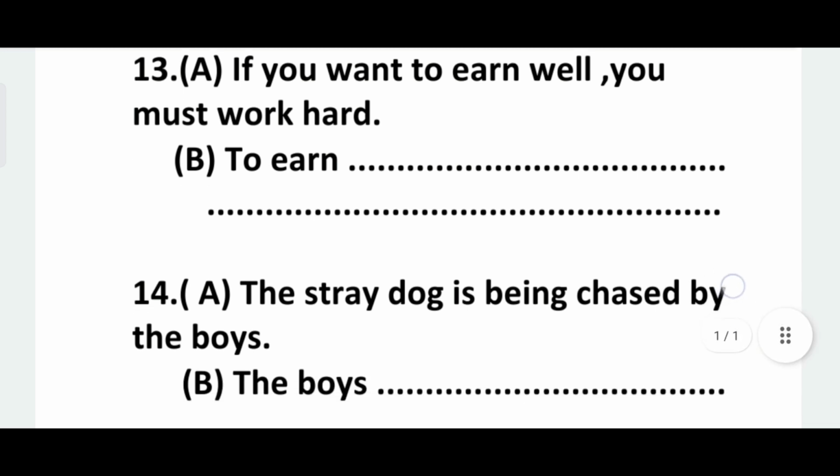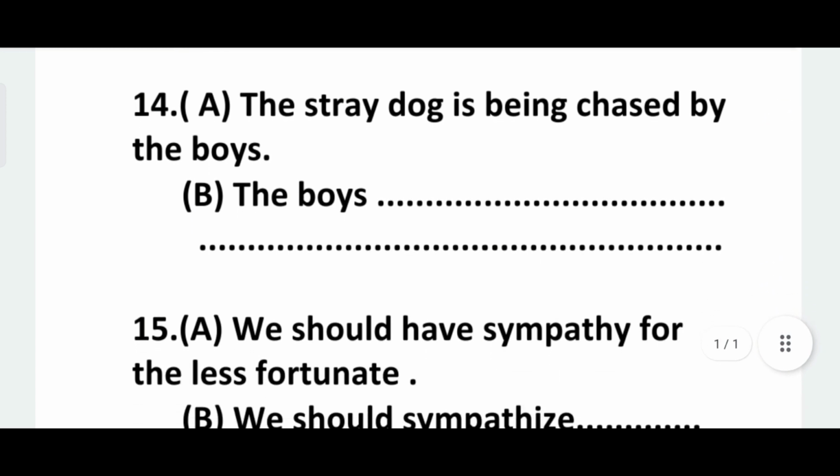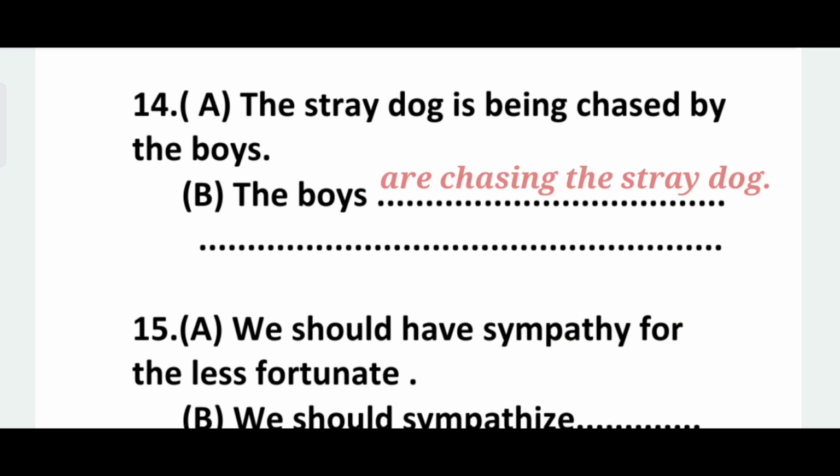Next, 14. The stray dog is being chased by the boys. Again, passive voice. You will have to write the sentence in active voice. The boys are chasing the stray dog. Present continuous tense. Are chasing, is being chased. Since the boys is in plural number, I have used are chasing. I hope you are understanding what I am trying to say.